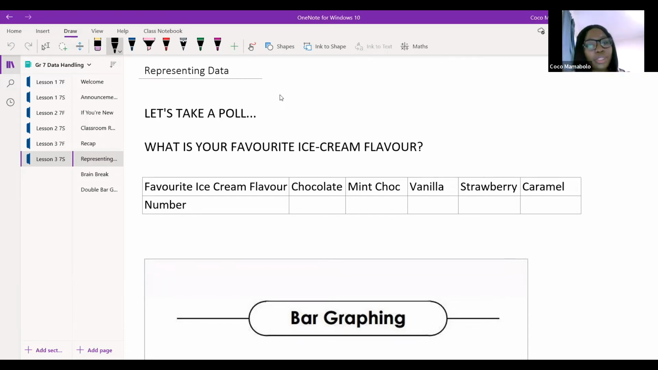Then when we present the information, we're not just going to sit there and go, 5 people like chocolate, 7 people like mint chocolate. No, we're not going to be doing that. We're going to represent the information in a bar graph so that our tuck shop lady can see it clearly, and then she'll know exactly what she needs to buy and how much of everything she needs to buy.